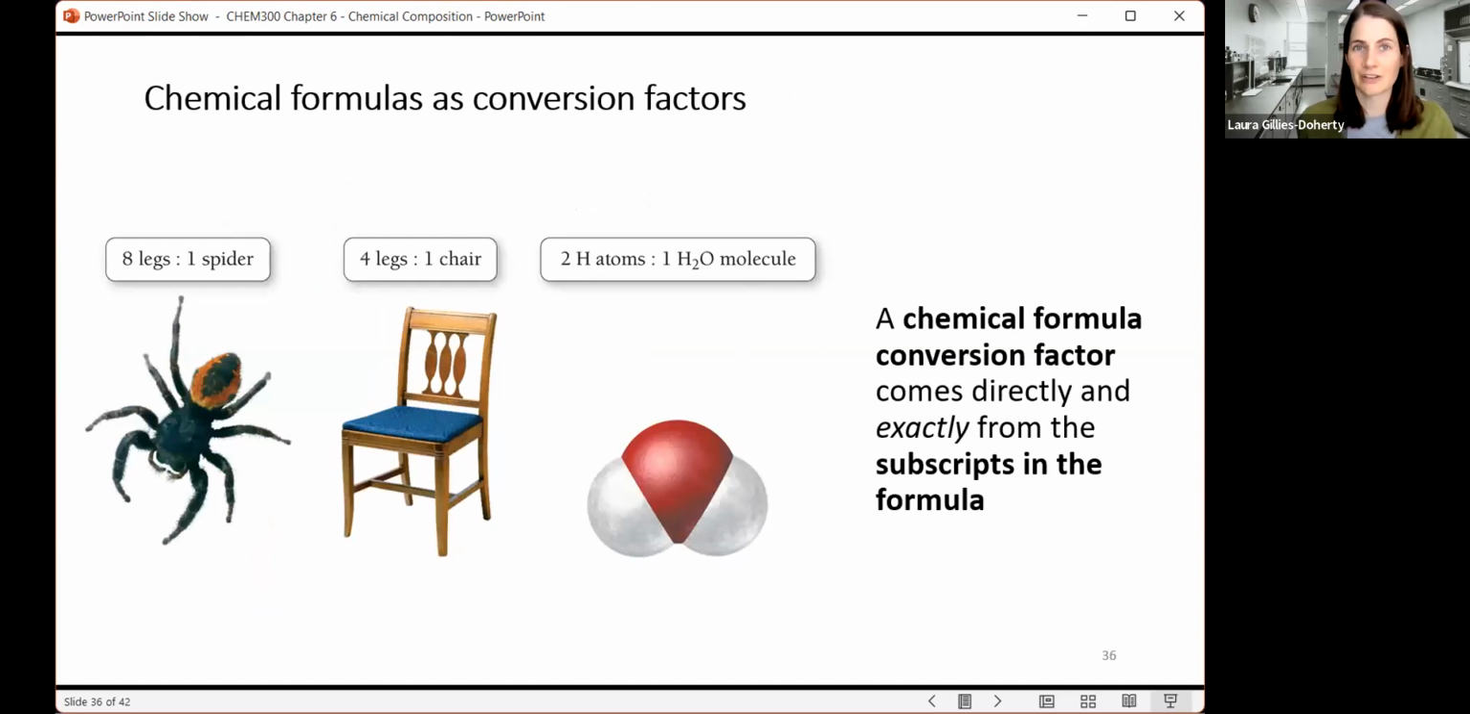We do this all the time with other things, right? We know there's 8 legs per 1 spider, 4 legs per chair. If we're thinking of a molecule of water, there's 2 hydrogen atoms for 1 molecule of water. It's the same type of conversion system. So a chemical formula conversion factor comes directly and exactly from the subscripts in the chemical formula, right? We had a subscript 2 in H2O, and that's where we get that there's 2 hydrogen atoms for every 1 molecule of water.